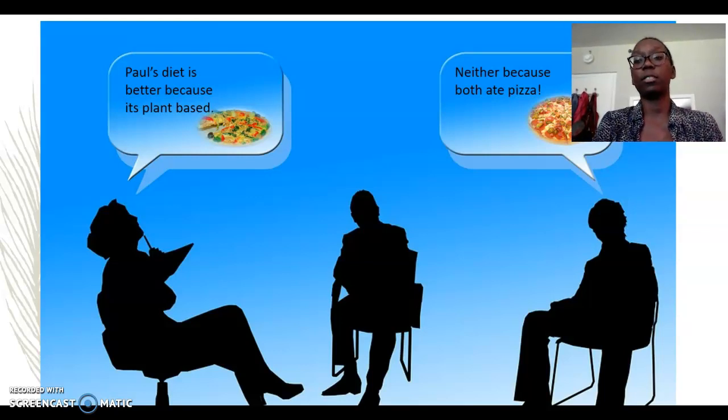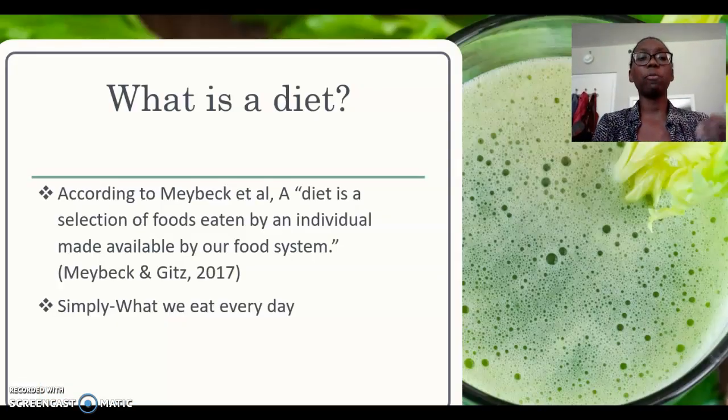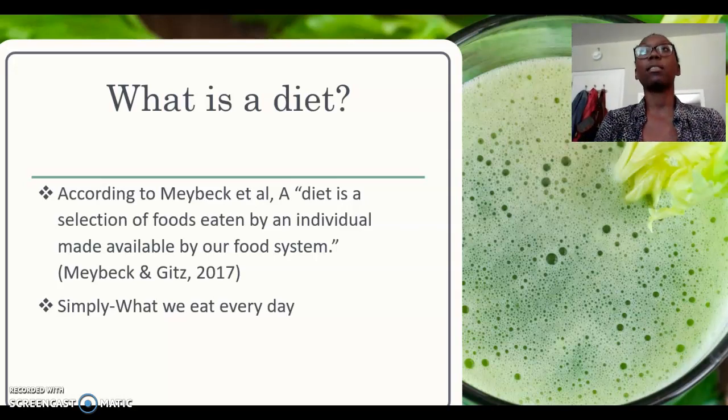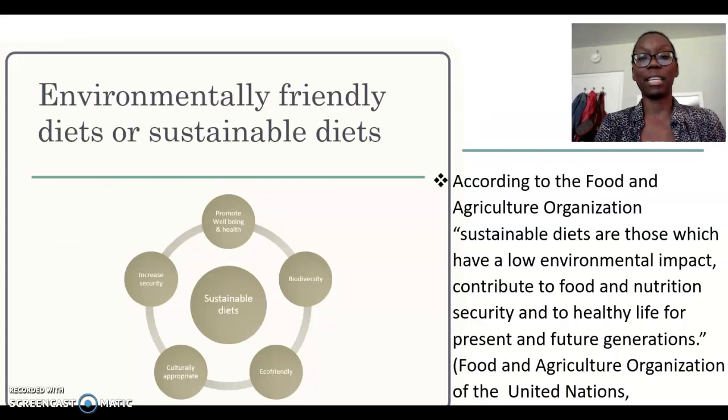What are some of the factors that we're looking at when it comes to an environmentally sustainable diet? First things first, we have to unpack the concept of what a diet is. A lot of us think that diet is just something you go on when you want to lose weight or when you have a particular condition. But diet is simply what we eat every day. So you're on a diet, I'm on a diet. As long as we're eating, that is our diet.